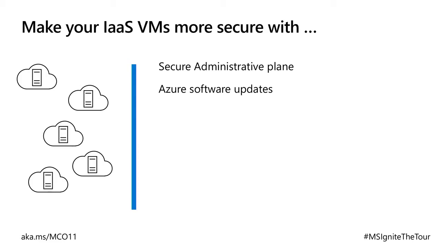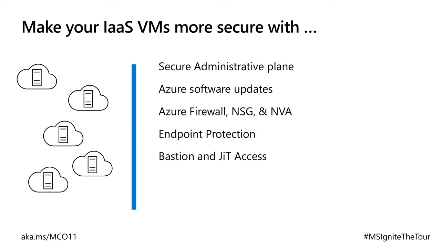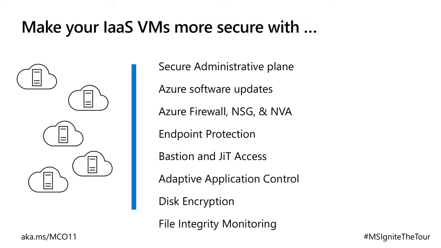So what we'll cover is we'll quickly cover secure the administrative plane, Azure software updates, firewall, NSGs and NVAs, endpoint protection, Bastion and JIT, adaptive application control, disk encryption and file integrity monitoring. These are all features that you should be aware of and understand how you can use these tools in this toolbox to make your VMs a lot more secure.